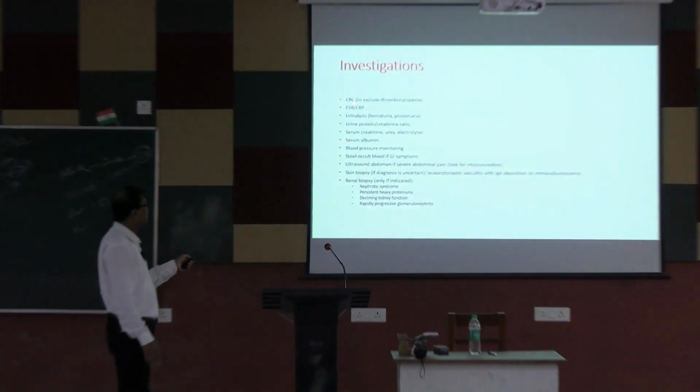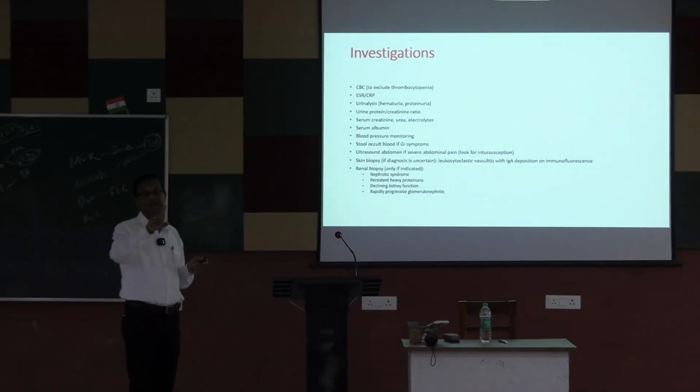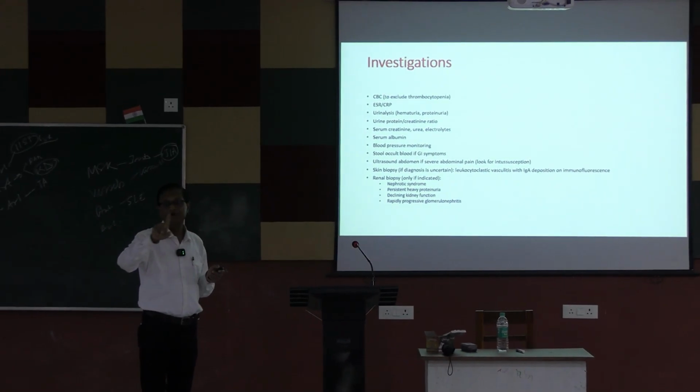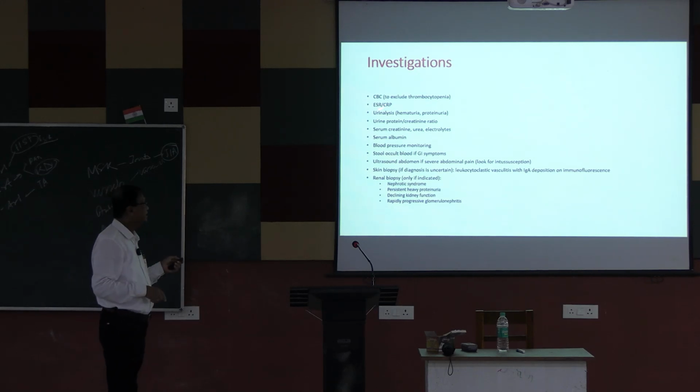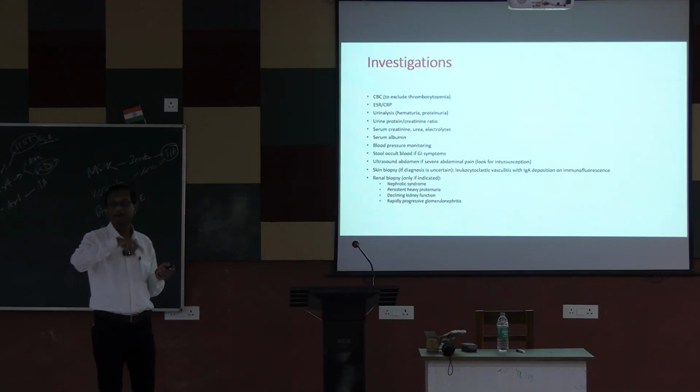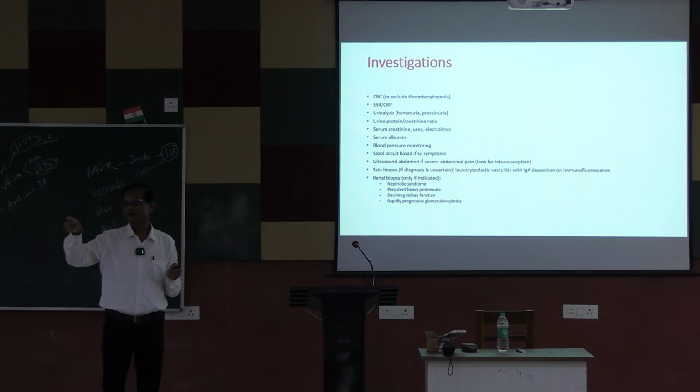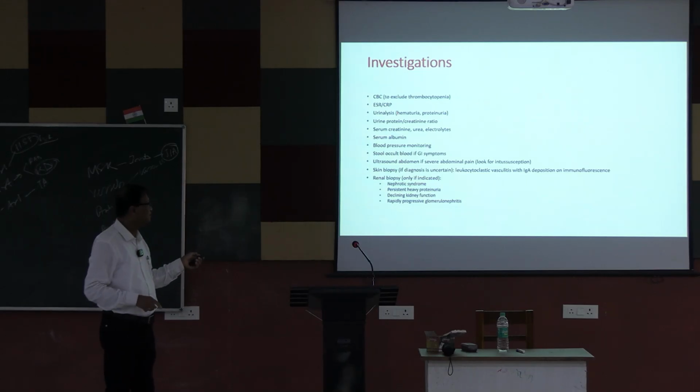Then you do the CBC to exclude thrombocytopenia. In the diagnostic criteria, there should be no thrombocytopenia. SLE has thrombocytopenia, palpable purpura with thrombocytopenia, but here it is not present. ESR and CRP are usually mildly raised or not very raised. Urinalysis for hematuria and proteinuria, as part of the clinical criteria. Renal involvement is characterized most commonly by hematuria. That's why you will do a urinalysis.